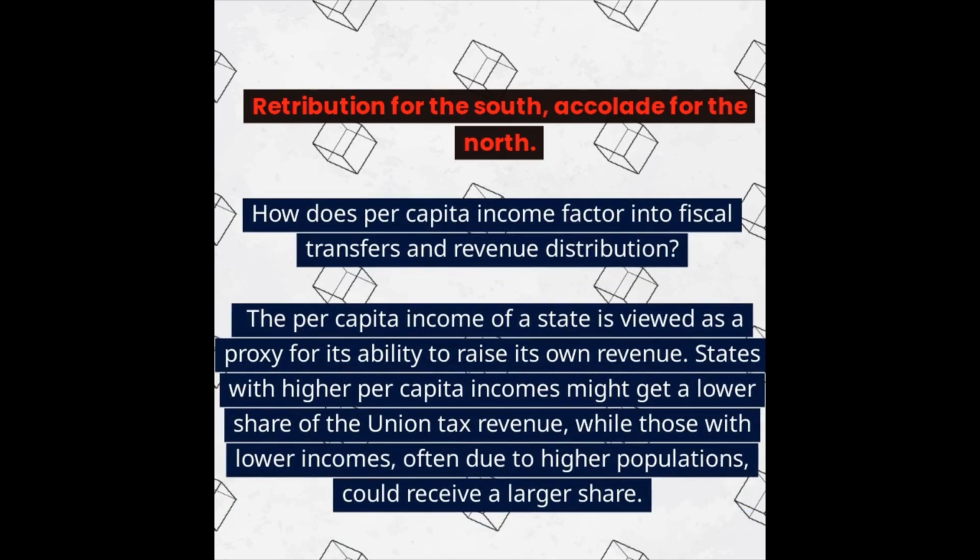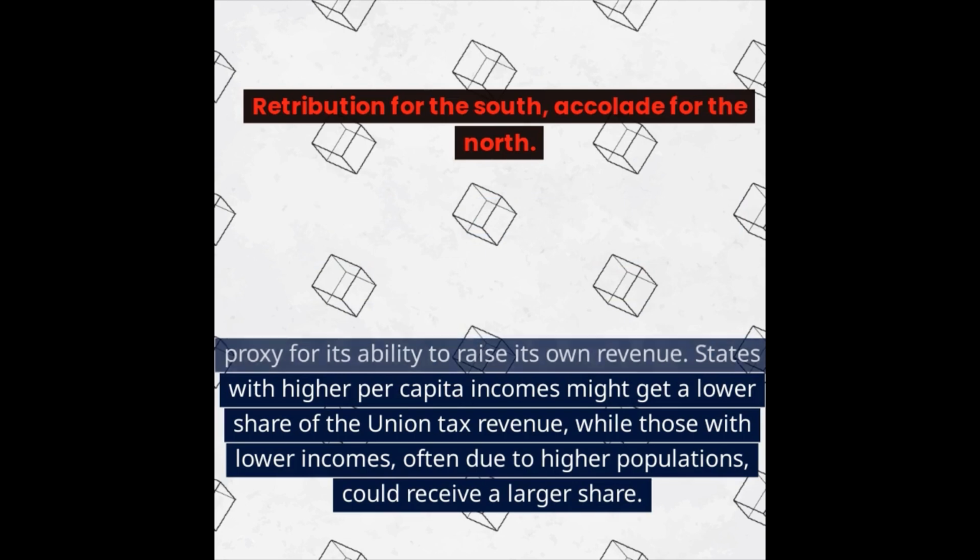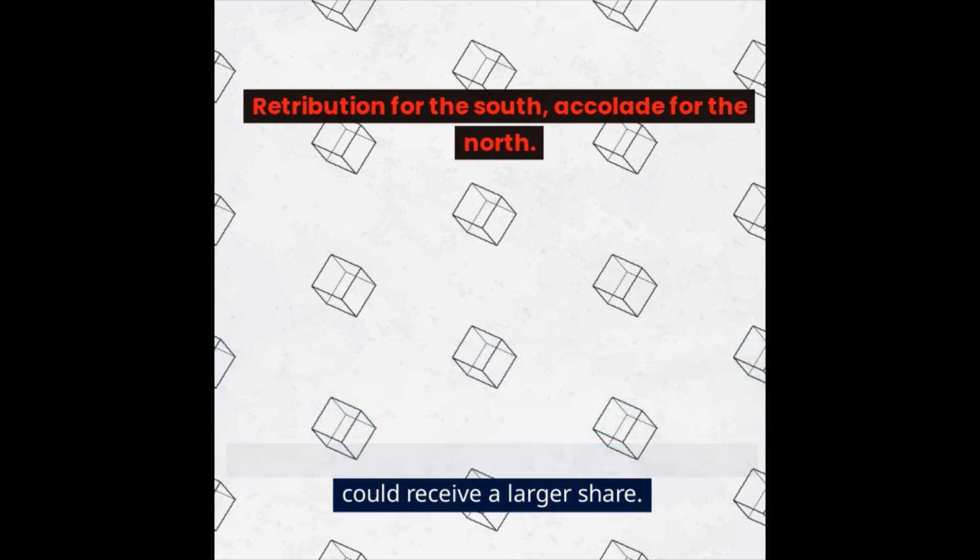How does per capita income factor into fiscal transfers and revenue distribution? The per capita income of a state is viewed as a proxy for its ability to raise its own revenue. States with higher per capita incomes might get a lower share of the union tax revenue, while those with lower incomes, often due to higher populations, could receive a larger share.